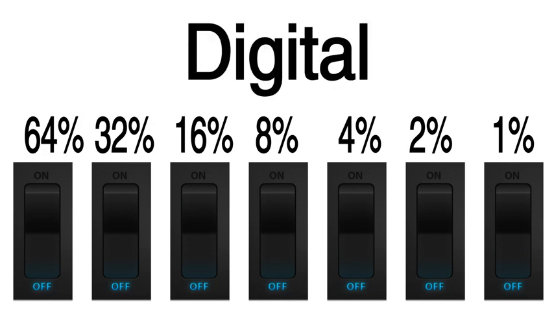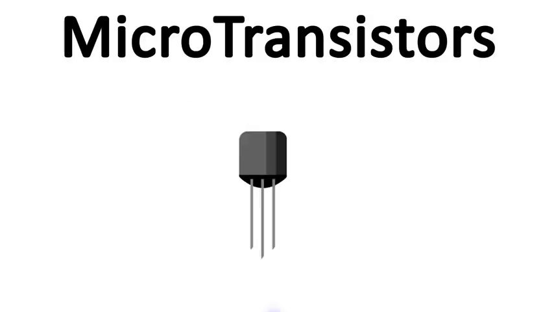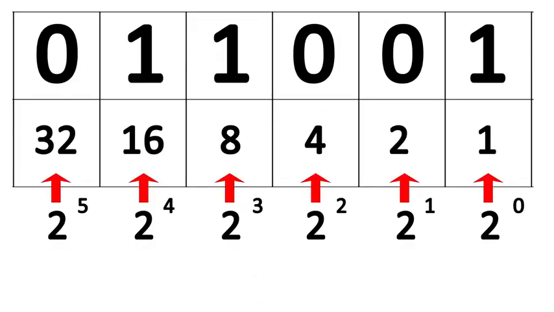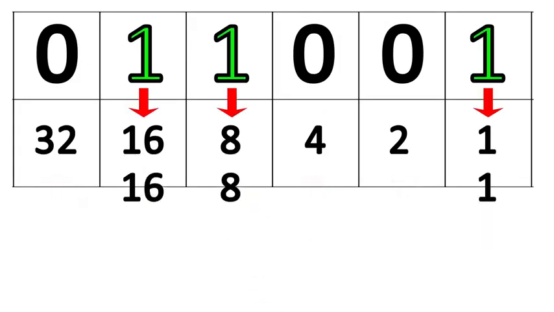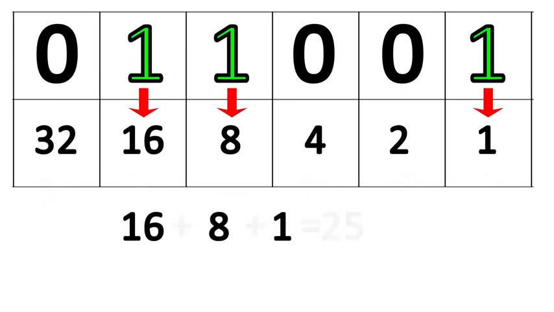In fact, this concept is exactly how binary works, as I've talked about in my earlier video. But instead of light switches, it's with microtransistors. Each switch represents an increasing power of 2 here, so you can turn them on in any combination you need to get the number you want. This is exactly how computers do what they do. And it's what those ones and zeros in binary represent.